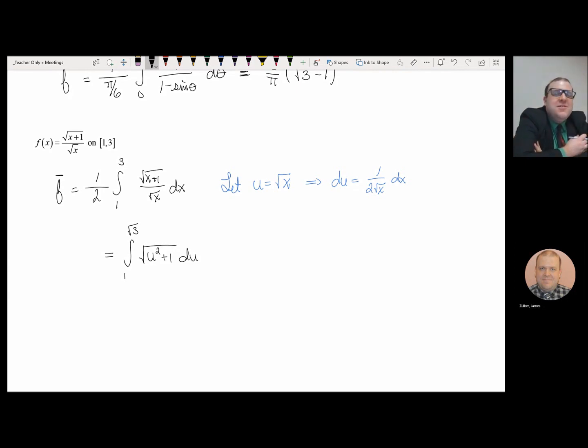This is why I said this one was fun. How would you evaluate that with no calculator? What technique? It also happens to be my favorite technique. Trig sub! Which one? This is a tangent substitution.